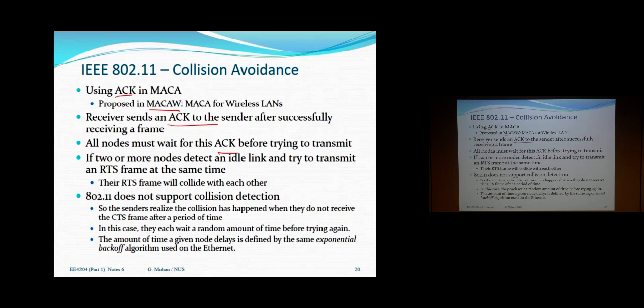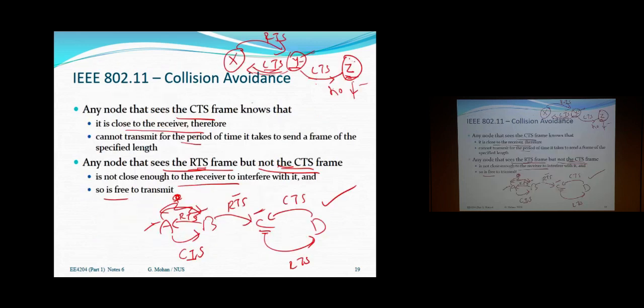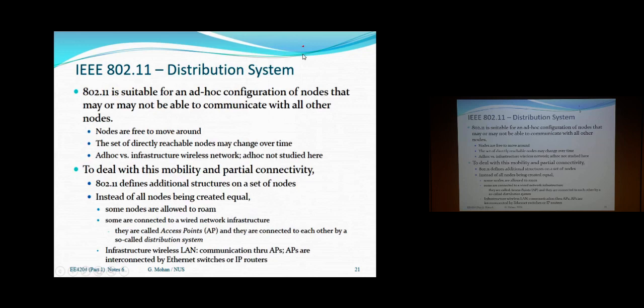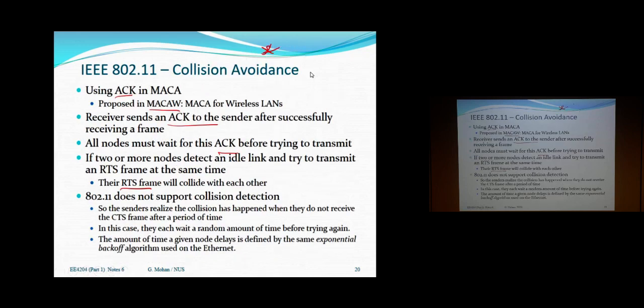But here there is still a small possibility of collision. That collision can happen between two RTS frames. Two nodes may at the same time find that there is no transmission going on. Let's say A, B, and C. Let's say no transmission is going on. So A may send RTS, and C also may transmit RTS.